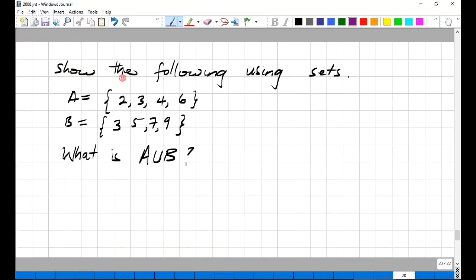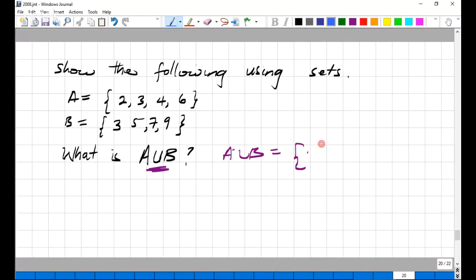No, it says show the following. Still with you, Amelia. Show the following using the sets. What is A union B? Just tell me what I need to have. This means that I'm going to list all the elements in set A and all the elements in set B. So A union B equals, what do I need to have?